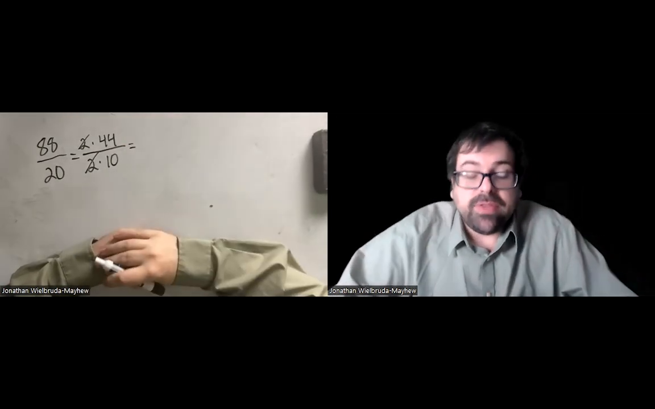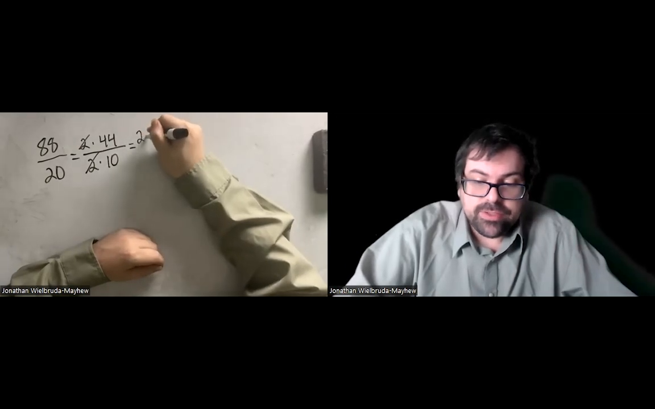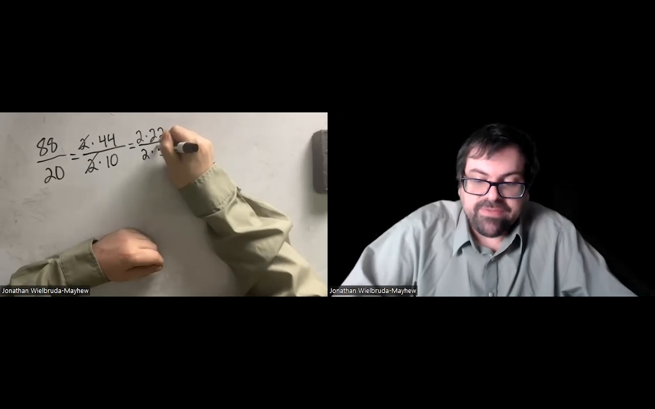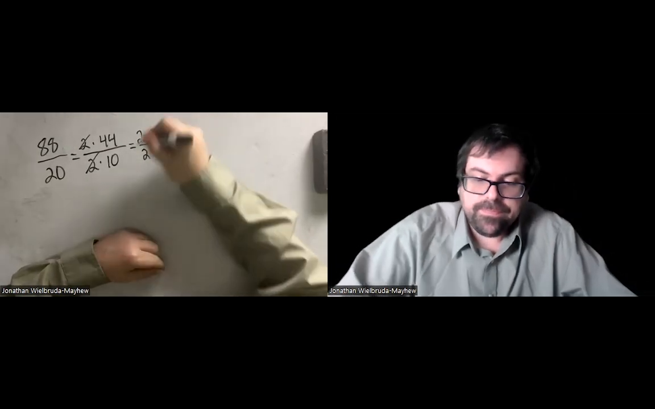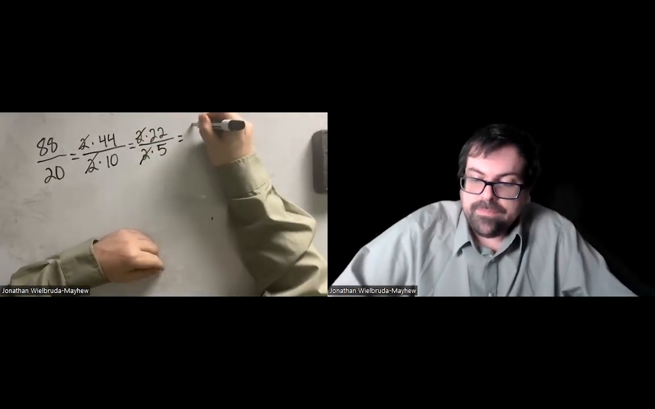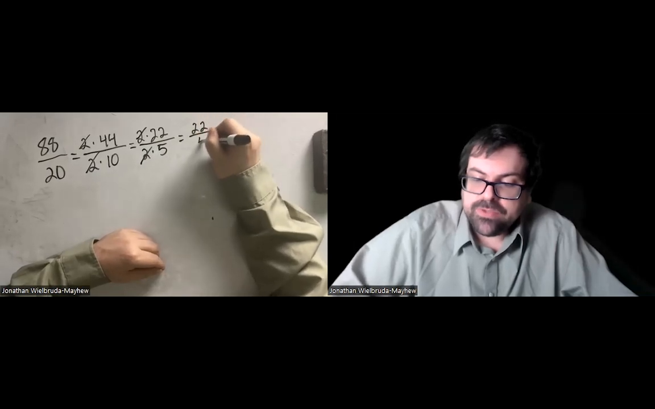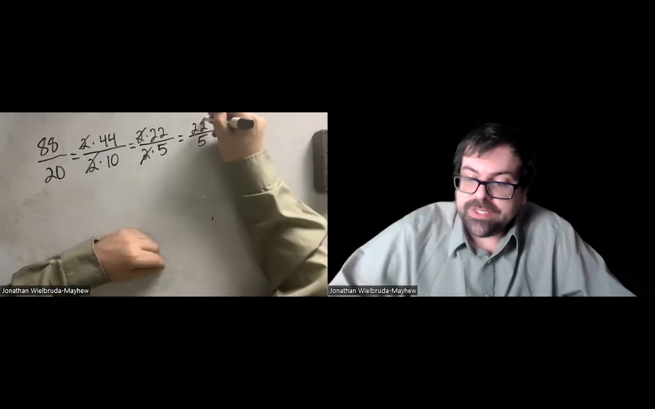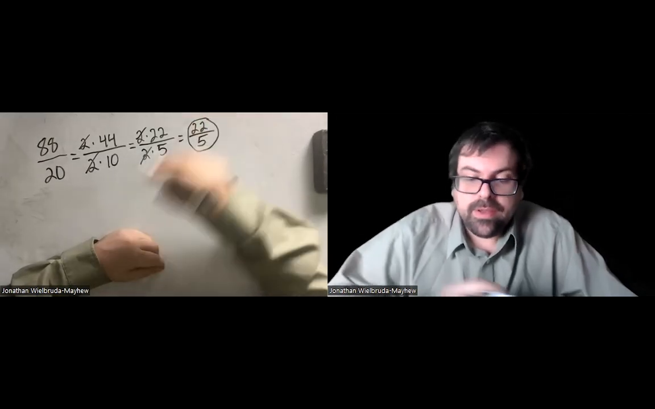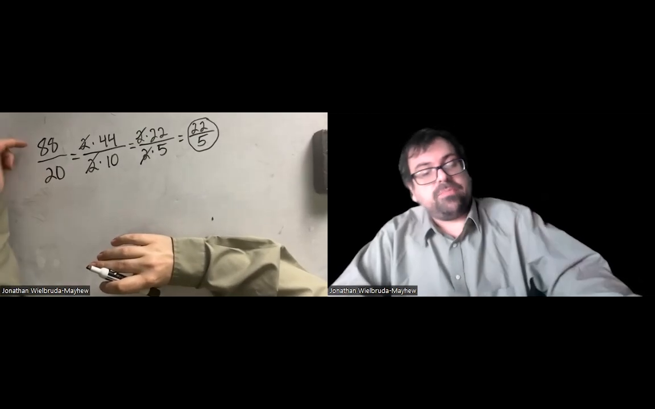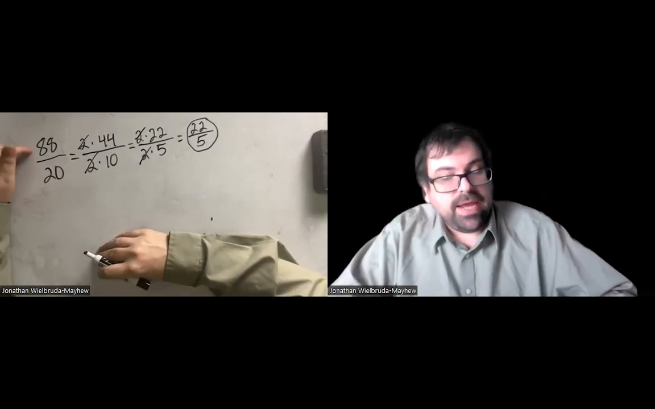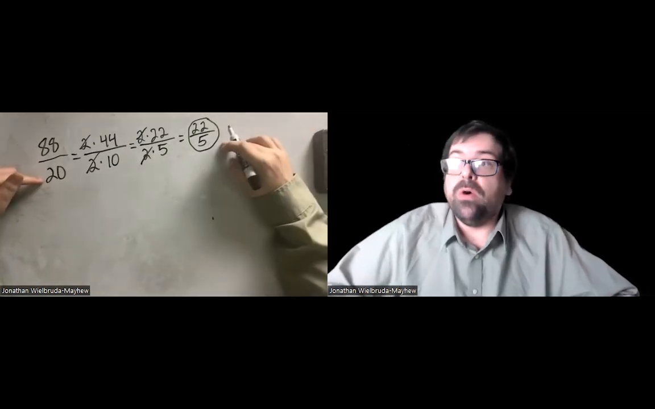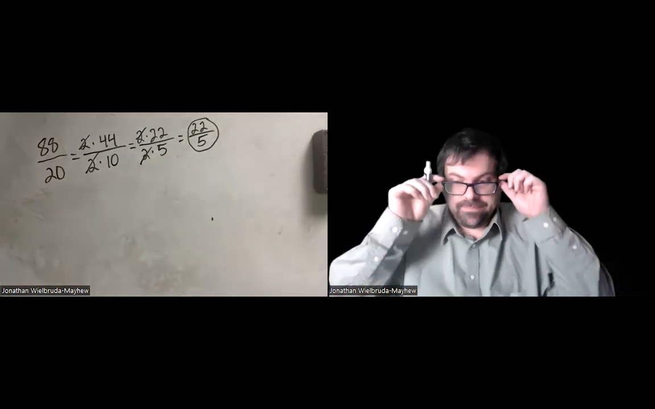44 over 10, they're both even again. 2 times 22, 2 times 5. And 22 and 5 have no factors in common. So 22/5. You could have also just divided them both by 4 if you noticed that. 88 divided by 4 gives us 22. 20 divided by 4 gives us 5.